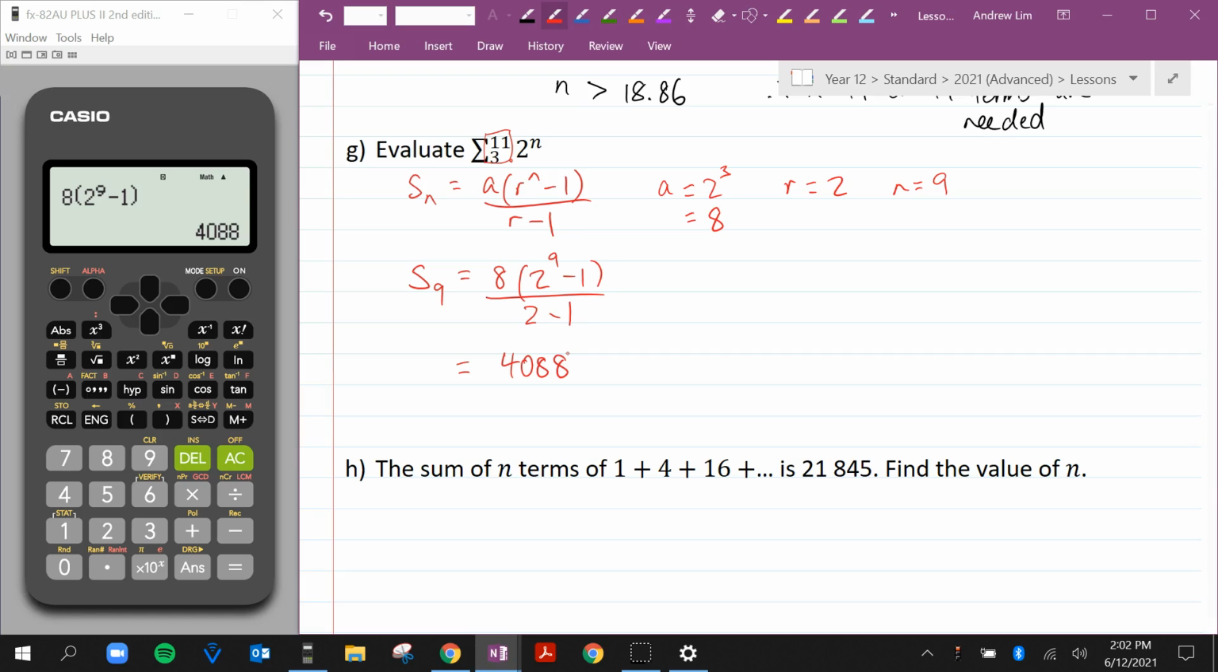Okay. Just to give this question a little bit more context, because you might not be familiar with this notation. What that means is we've got 2 to the power of n, where the first term is when n is 3. So 2 to the power of 3, that's 8. This here means sum, so we're summing all of these terms. So if we were to write it out as a series, 2 to the power of 3 plus 2 to the power of 4 plus 2 to the power of 5 plus all the way until 2 to the power of 11, according to the question. That's what it would look like.